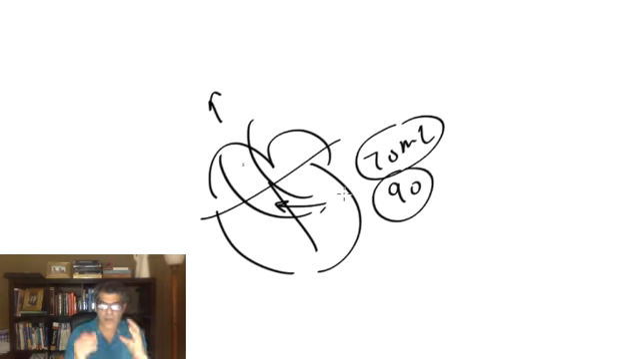So the work that your heart does depends on two things. What is the pressure inside the aorta? The higher the pressure, the harder I have to work.